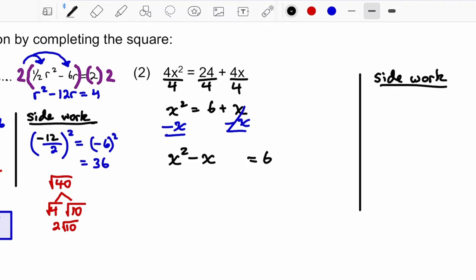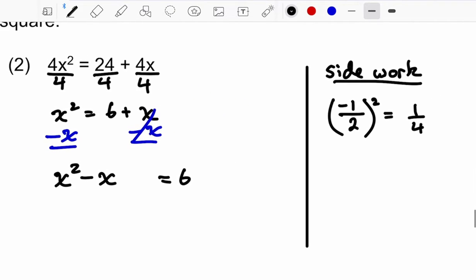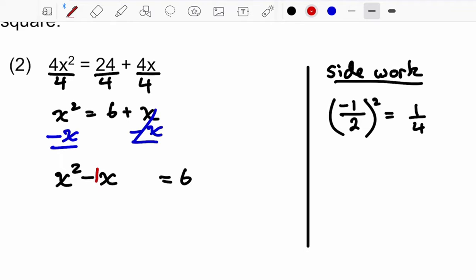My b value is -1 squared, which over 2 squared is going to give you 1/4. Remember, in front of that x there's a minus sign, but there's also an assumed 1. So this is really a -1x, and that's my b value. So I have to add a quarter to both sides of the equation, plus 1/4 plus 1/4.